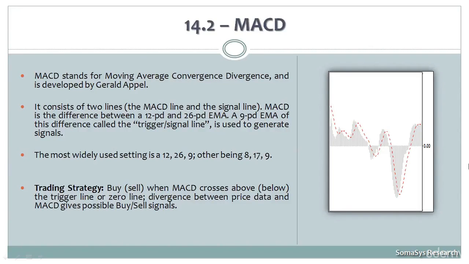MACD stands for Moving Average Convergence Divergence. Developed by Gerald Appel, this is an indicator for recognizing trends and momentum. It consists of two lines, the MACD line and the signal line. The MACD is the difference between a 12 period and 26 period exponential moving average. A 9 period exponential moving average of this difference, called the trigger or signal line, is used to generate signals.